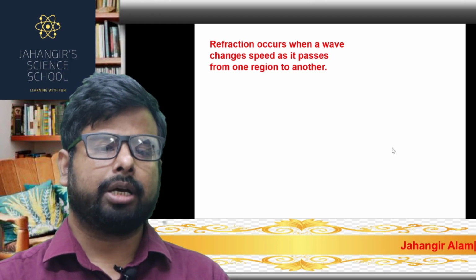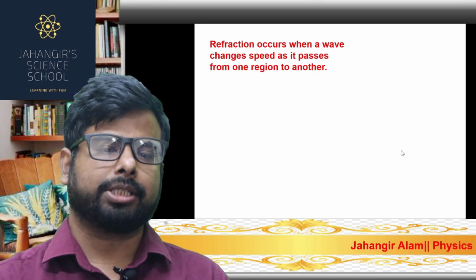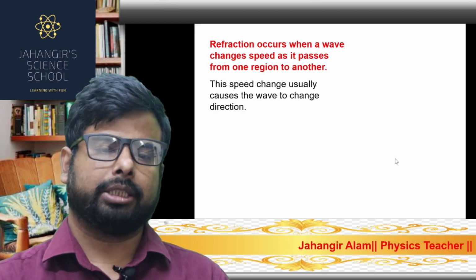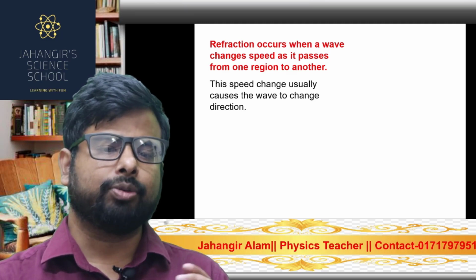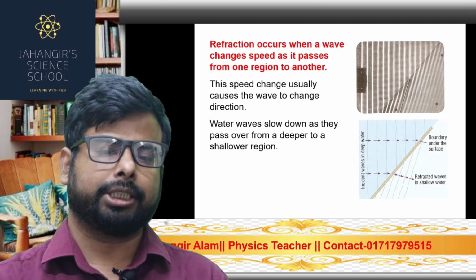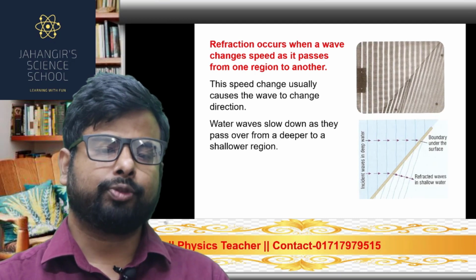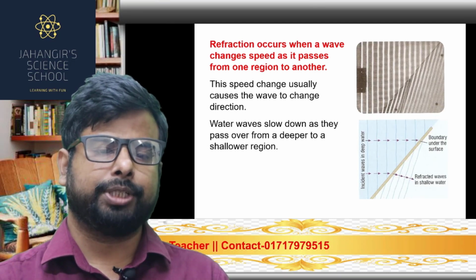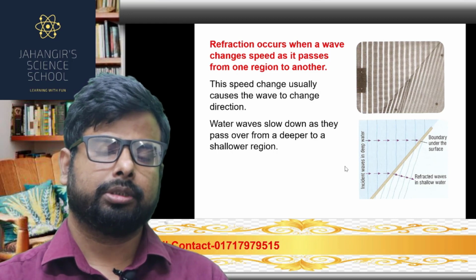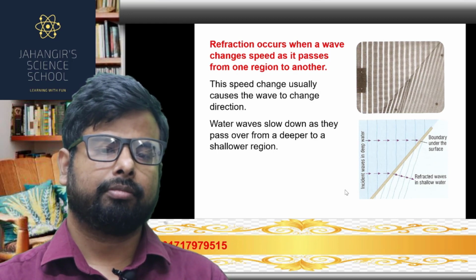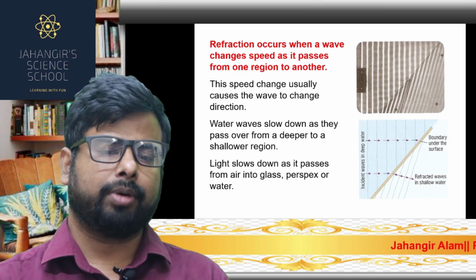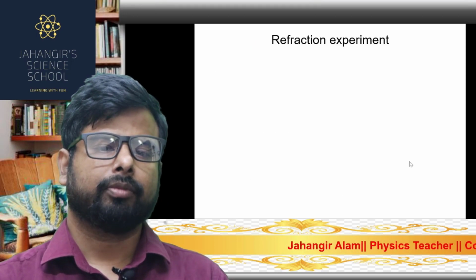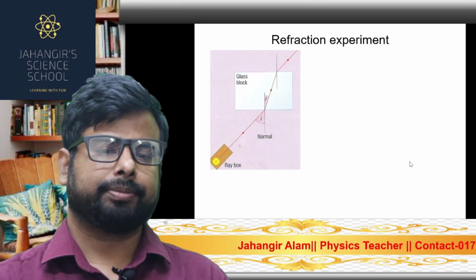Refraction occurs when a wave changes speed as it passes from one region to another. The speed change usually causes the wave to change direction. Water waves slow down as they pass from a deeper to a shallower region. Light slows down as it passes from air into glass, perspex or water. Diffraction experiment.